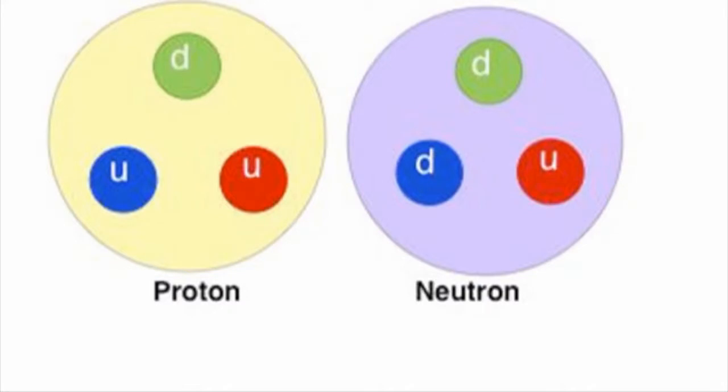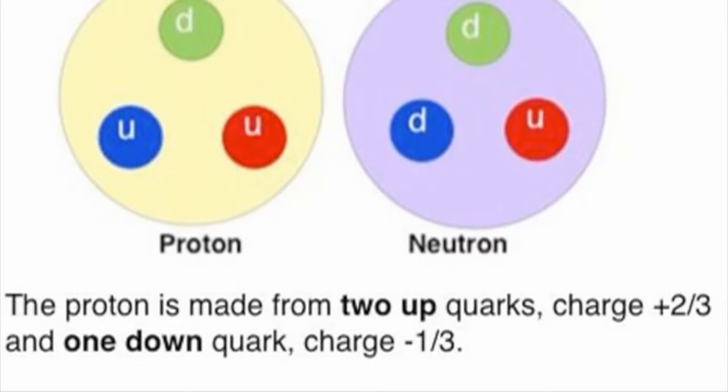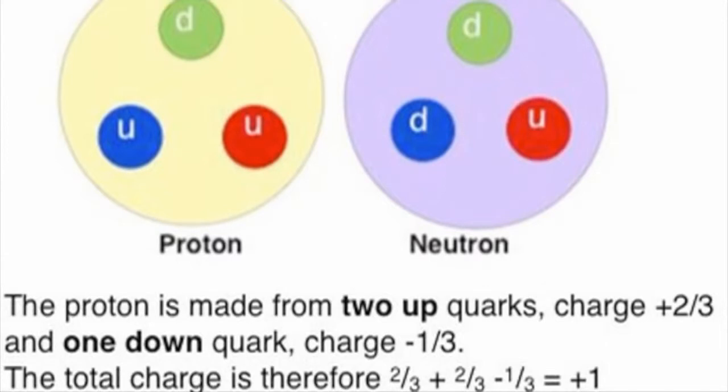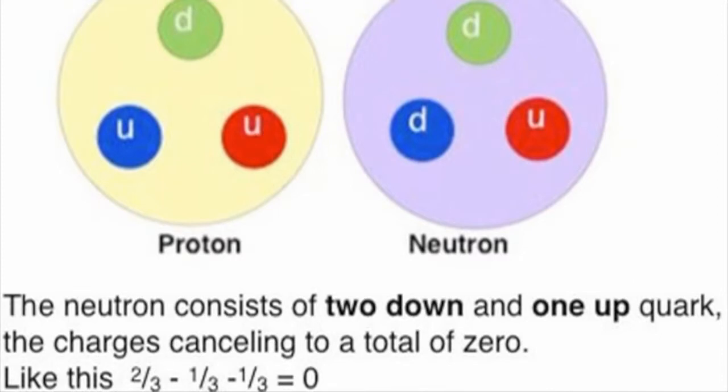A group of particles called baryons, of which protons and neutrons are the most significant members, are composed of 3 quarks. The proton has 1 down and 2 up quarks, and the neutron 2 down and 1 up quark. The charges on these quarks comprise the total charge of each of the nucleons. For instance, a proton is made from 2 up quarks, charged 2/3, and 1 down quark, charged minus 1/3. The total charge is therefore 1. A neutron is 2 down and 1 up quark, and those charges cancel out to 0, that is 2/3 minus 1/3 minus 1/3.